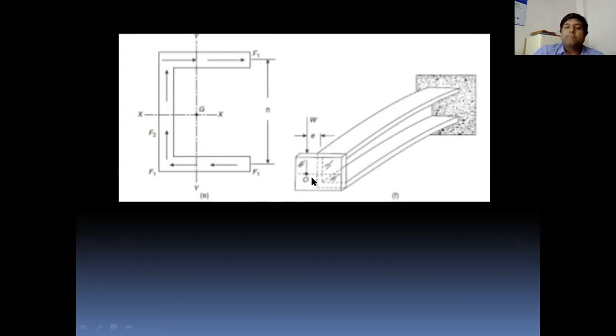And shear centers are basically the center which defines whether your section will only bend and not undergo twisting, and that is the point we are interested in, known as the shear center.